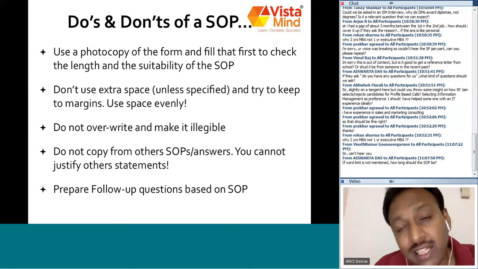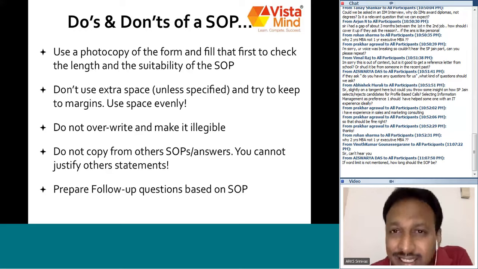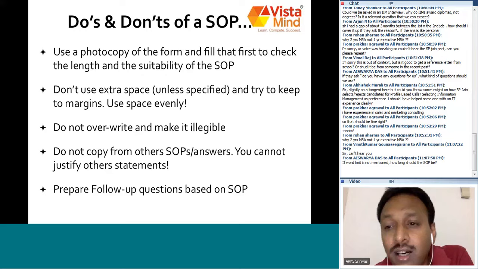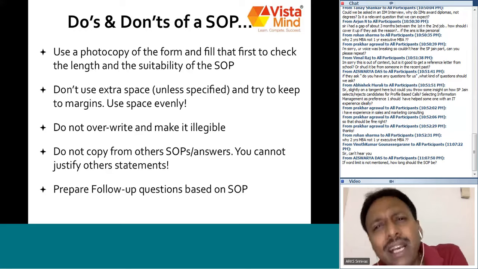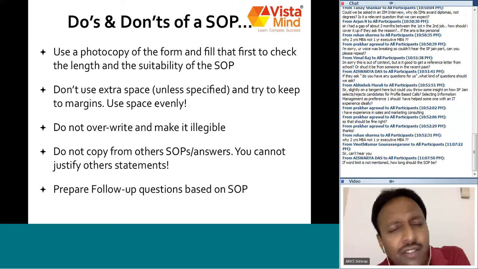If there is a word limit, for example, in Bangalore, 600 words is the limit mentioned. Some of them will say 100 words. Typically, they will say 200, 400 words. 200, 250 is fine, so you would use that. Don't use extra space unless specified. Try to keep the margins. Use space very evenly. Do not overwrite and make it illegible.